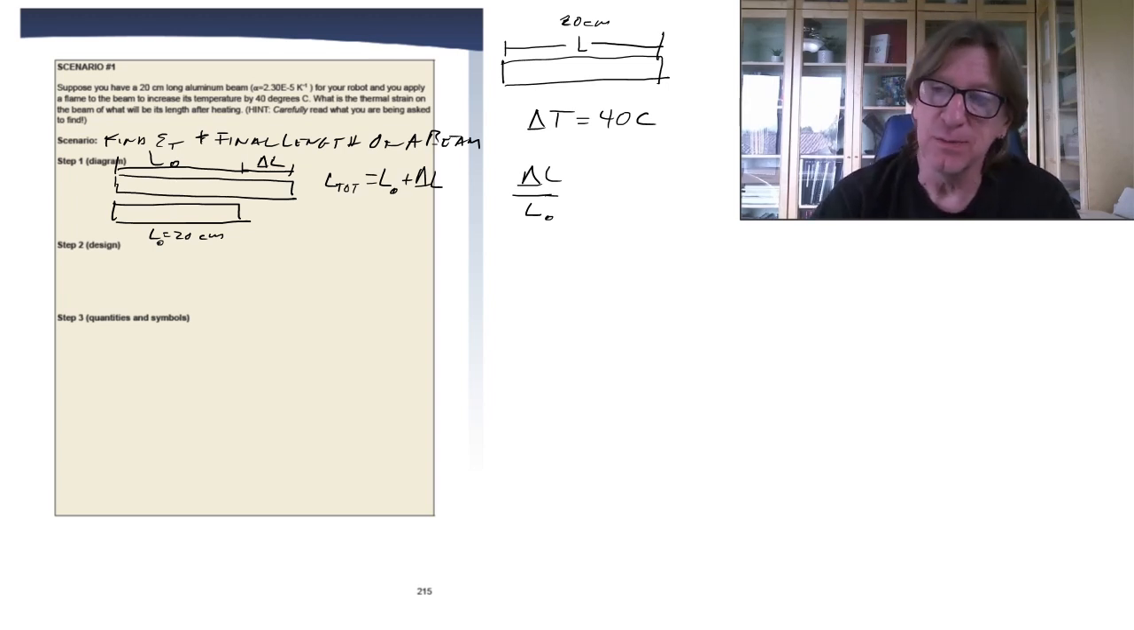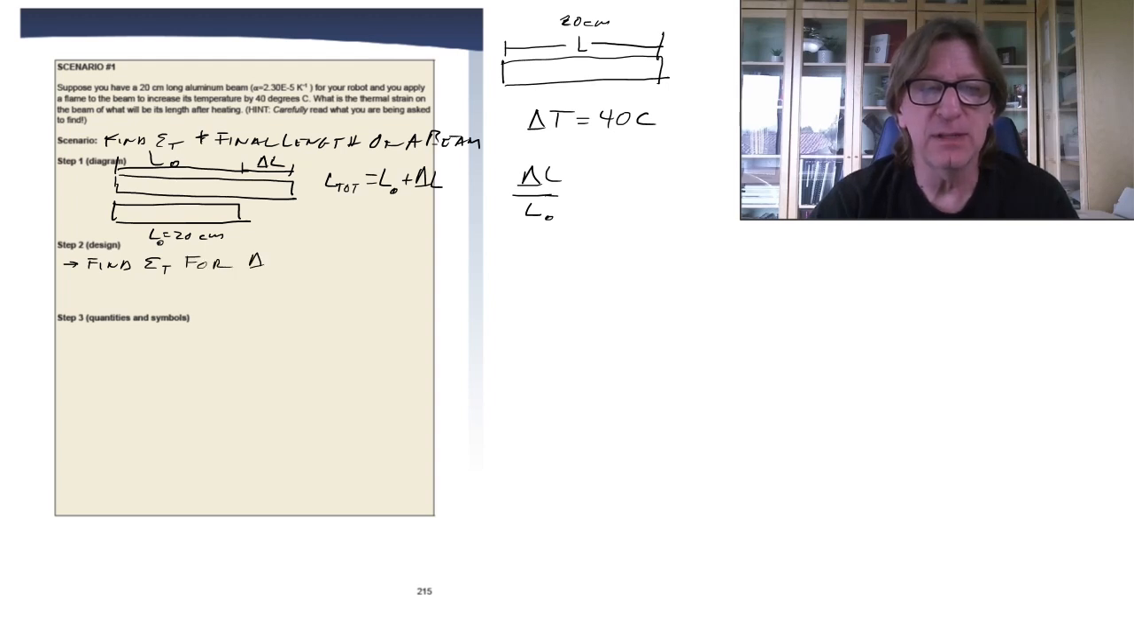All right. So let's lay that out explicitly. We're going to find the thermal strain for the delta T that's given, and then we're going to use the definition of the thermal strain to find delta L, and then finally we will add delta L to our original length to get the final length. All right, so let's write down our equations.